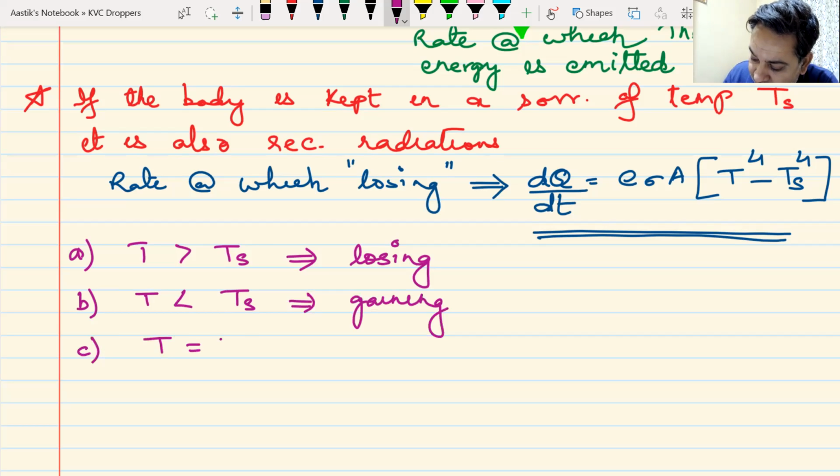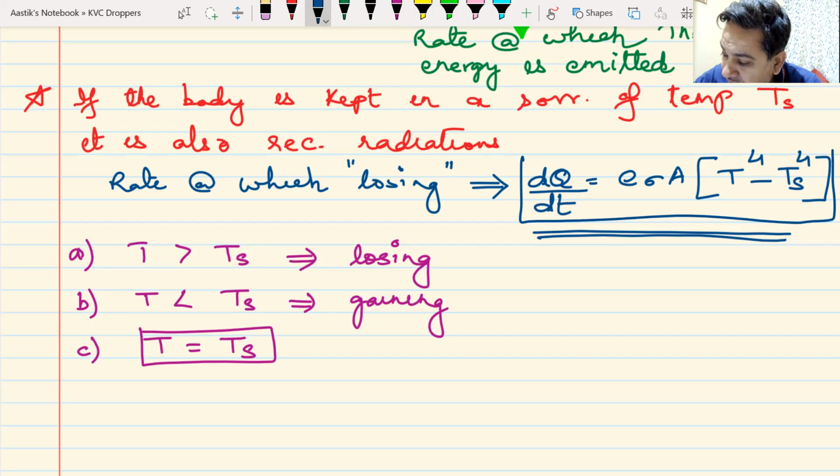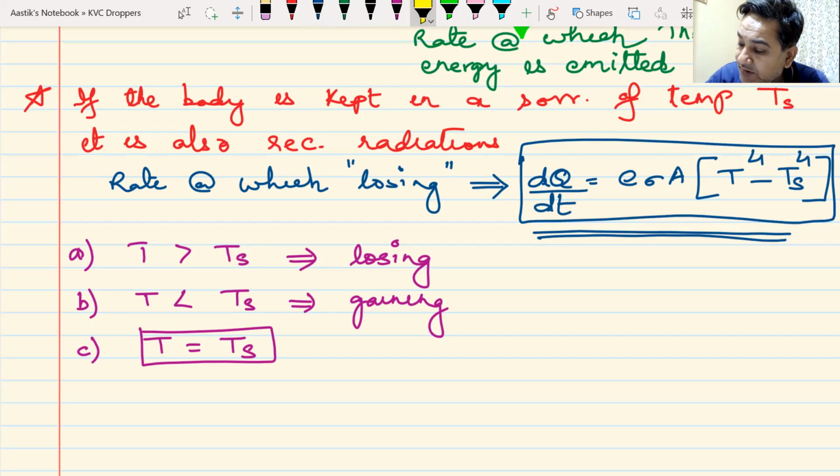Third case, if T is equal to TS, the body is neither gaining nor losing, and the temperature and the internal energy of the body remain constant. Do we understand this? Yes, sir. Please note this down. We have arrived at a formula, a junction where I know the rate at which the body is gaining or losing thermal energy. I'll give you a minute.